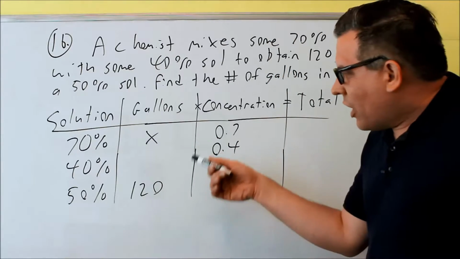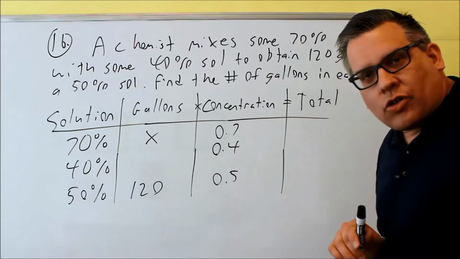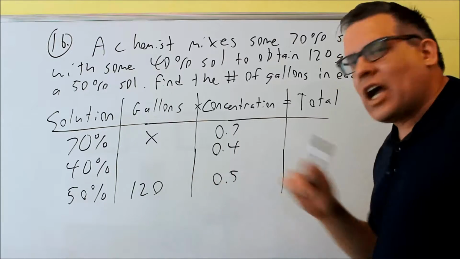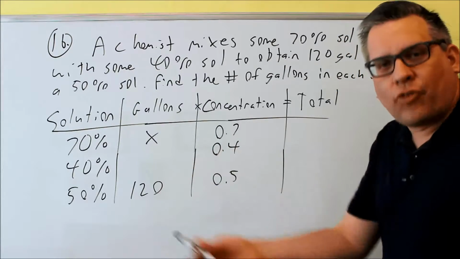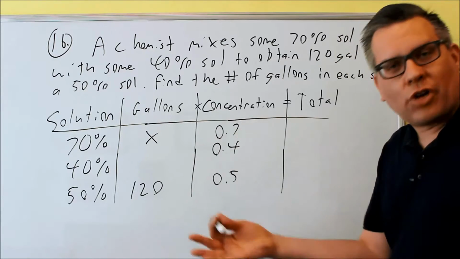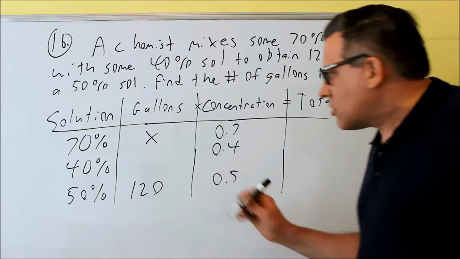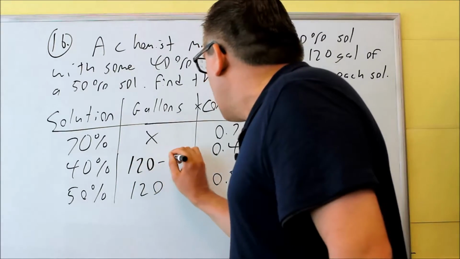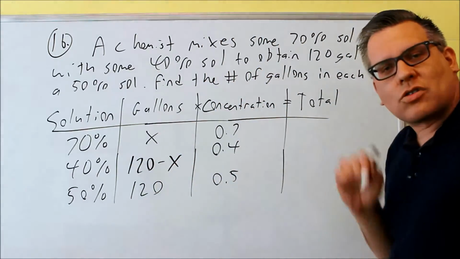Now, this has to add up to 120. Let's say I have 120 gallons and I use up 40 gallons, then how much should be left over? Well, you would take 120, subtract 40 to get 80. So that kind of thinking you can use here to find out how much is left over.